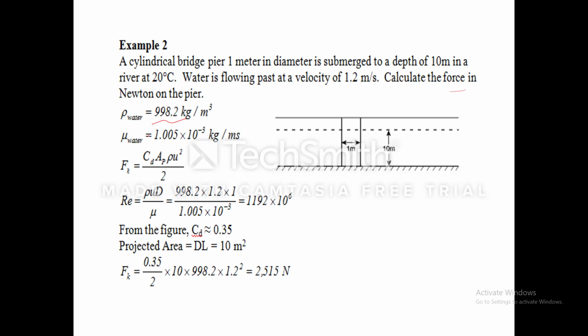We have rho water at 20 degrees centigrade, and mu water also. So Fk equals Cd Ap rho u squared over 2, and we have to compute Reynolds number. From the figure, Cd equals 0.35, and the projected area will be D times L, which means the submerged part multiplied by the width, 10 multiplied by 1. So Fk equals 0.35 over 2 times 10 times 998 times the velocity squared, which gives 2515 Newton.